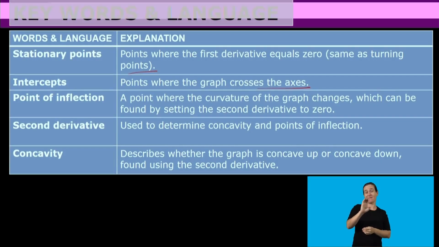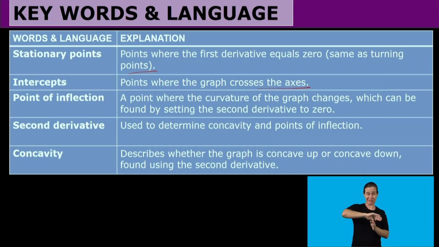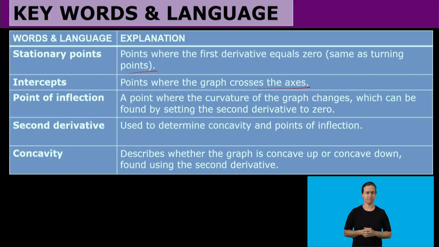Your point of inflection is a point where the curvature of the graph changes. This is where your second derivative is equal to 0 and your graph becomes either concave up or concave down. It is a section learners get very confused in, and we'll touch more on that specific part when we look at interpreting cubic functions. And lastly, we'll touch on some of the second derivative uses and concavity. All right.